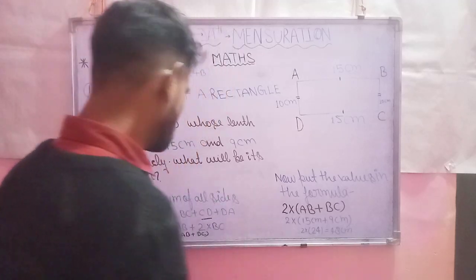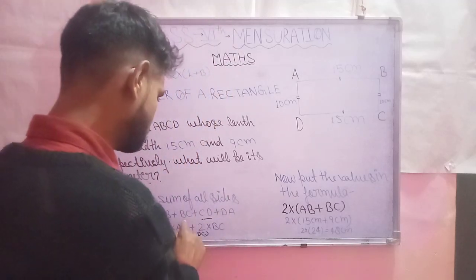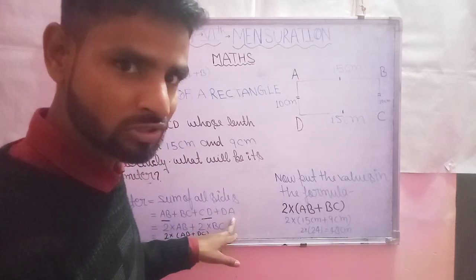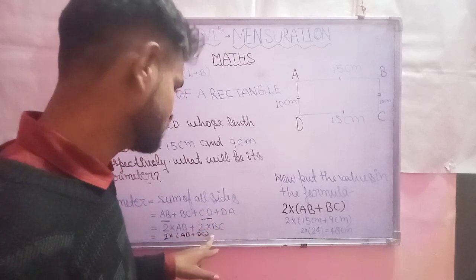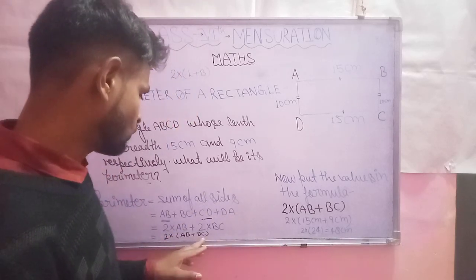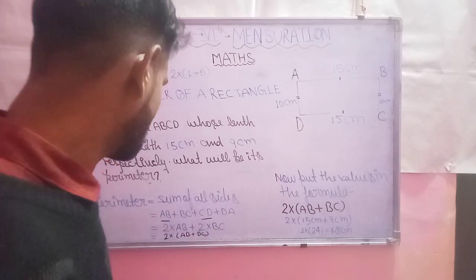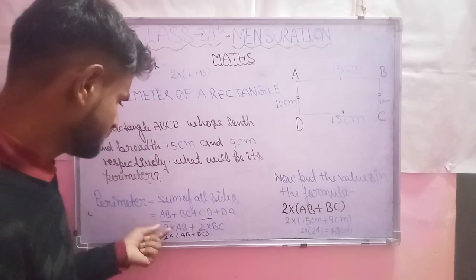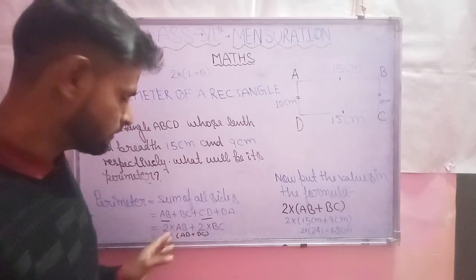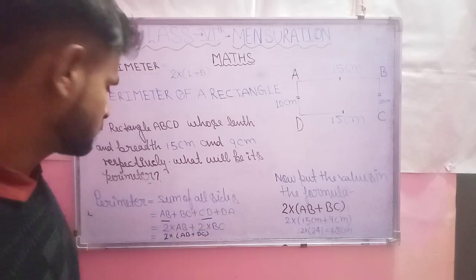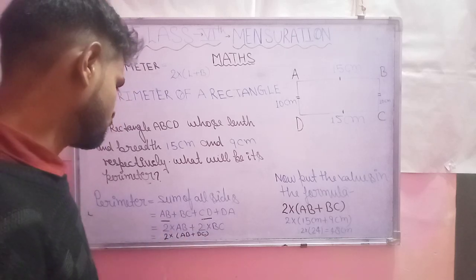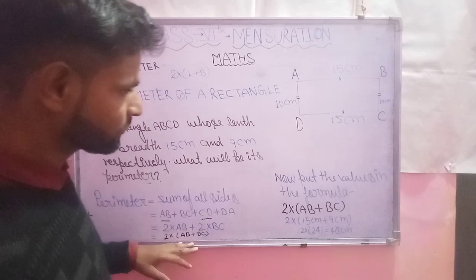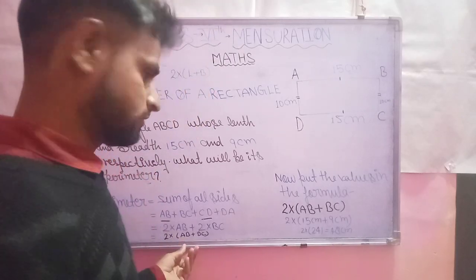Another pair of equal sides is BC equals DA, which means we need to write it two times. That's why we have written 2 into BC. After that we have got 2 in both the terms, so 2 is common. Out of the bracket we have taken 2 into, and inside the bracket we have AB plus BC. Now we have got the formula for the perimeter.